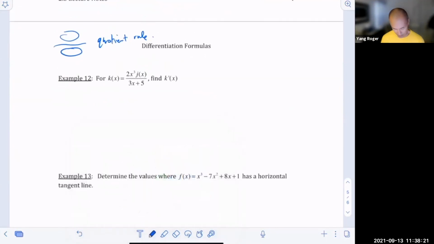So this would be our k prime of x. That's going to be the derivative of the top thing, 2x cubed j of x, times the bottom thing. So let's put square brackets around this, times the bottom thing, which is 3x plus 5, minus the derivative of the bottom thing.